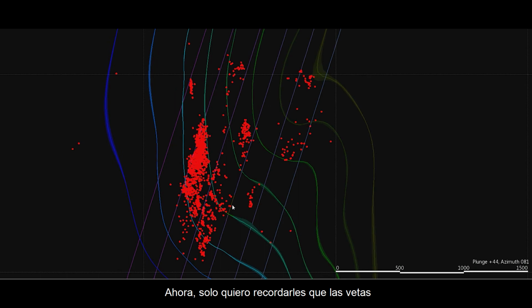Now, I'd just like to remind you that the veins that formed in the Sigma and Lamaque deposit have a completely different symmetry compared to the bedding and the schistosity. So they don't intersect in this direction, in the down plunge direction. They actually intersect horizontally. So it's very confusing by just looking at the veins and trying to understand their three-dimensional extents. You cannot work it out from just the veins.